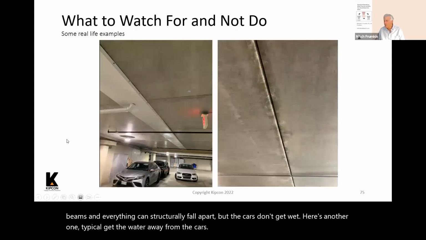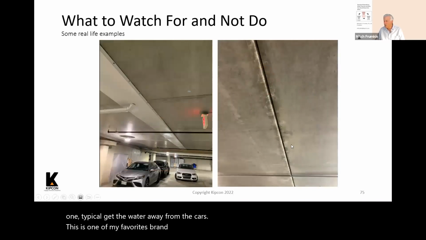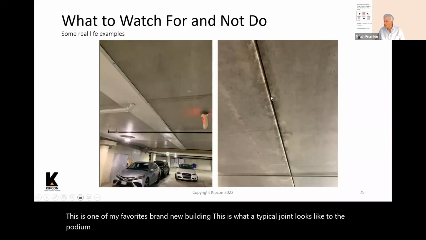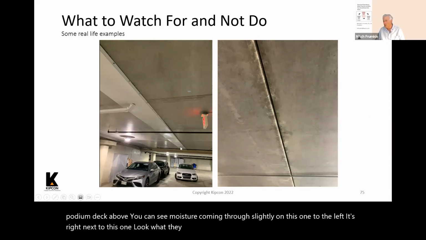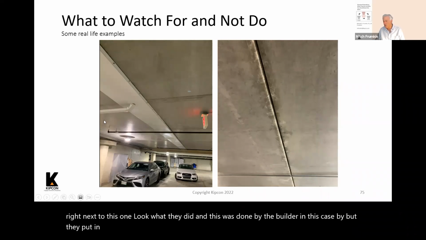This is one of my favorites. Brand new building. This is what a typical joint looks like to the podium deck above. You can see moisture coming through slightly. On this one to the left, right next to it, look what they did. And this was done by the builder in this case, but they put in a gutter that runs all the way across with downspouts. We have no idea what's going on in here. So that's another thing you should not allow to happen.